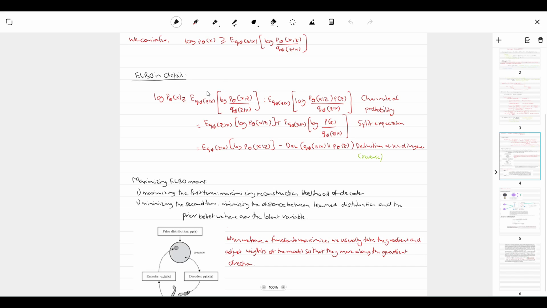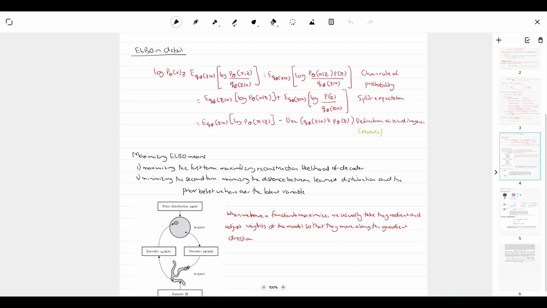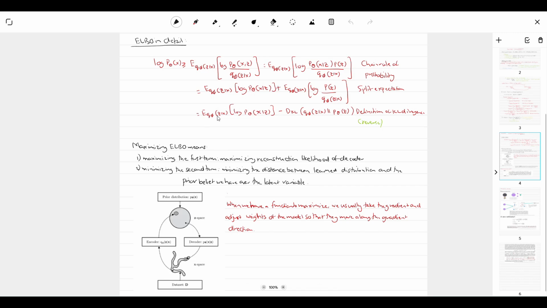When we rearrange the ELBO into its most useful form, we see that it naturally splits into two terms, giving us the VAE's two-part objective. Maximizing the ELBO means we are simultaneously doing two things here. The first is maximizing the first term, or the reconstruction loss. The first term, E over q phi z given x, and this particular term here is the expected log likelihood of the data x given the latent code z. Goal: we want to maximize this particular term.